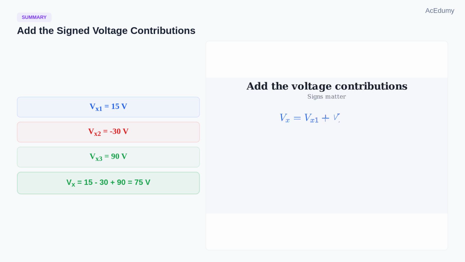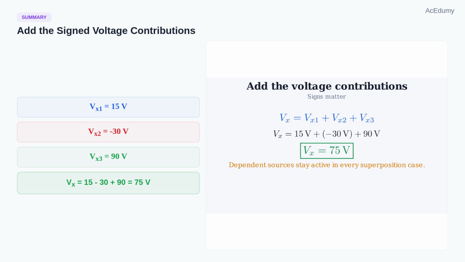Now add the 3 signed contributions. Vx is 15 volts plus negative 30 volts plus 90 volts. Therefore, Vx equals 75 volts.